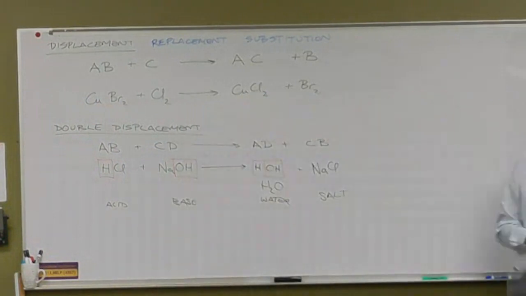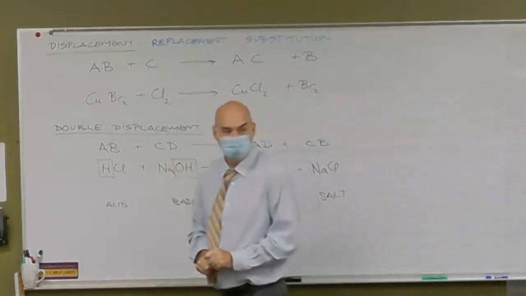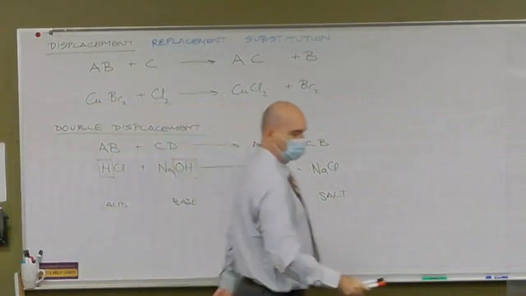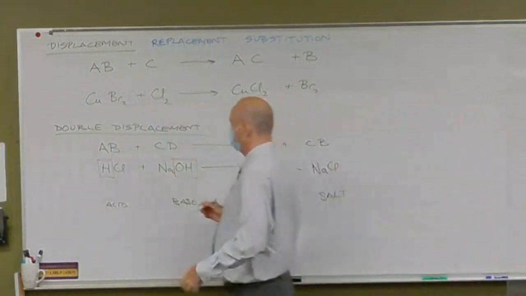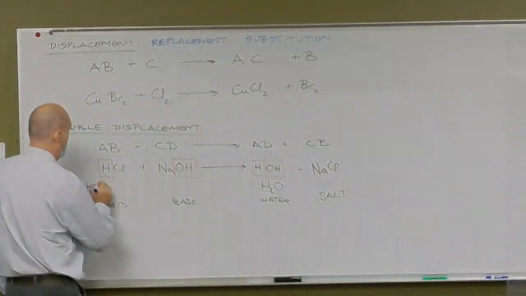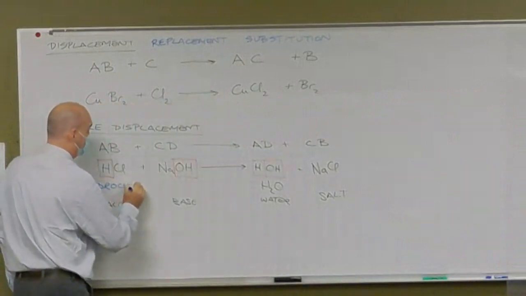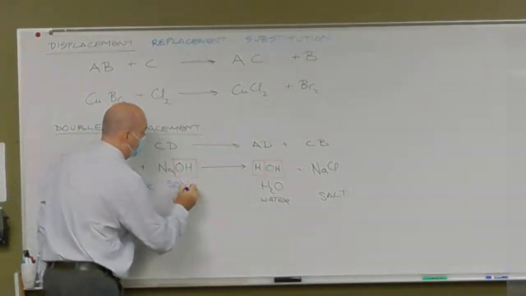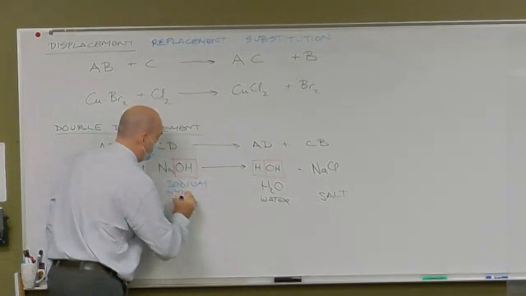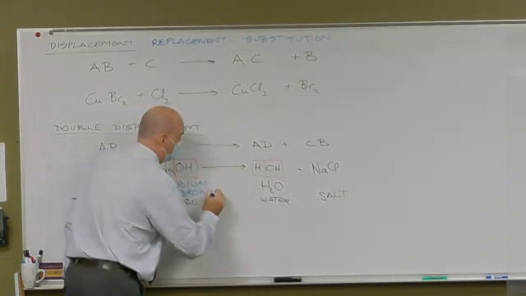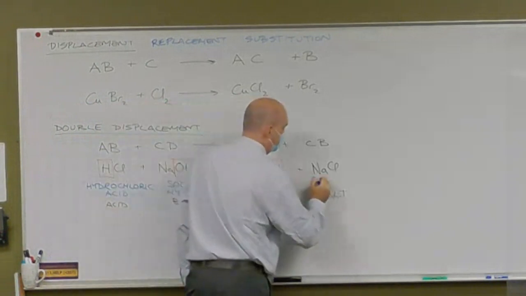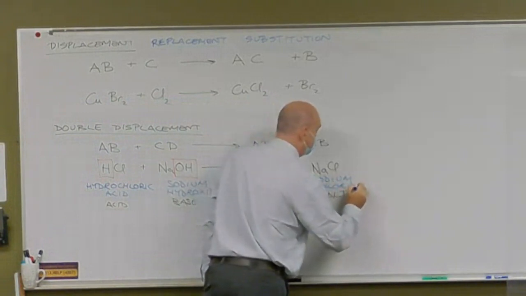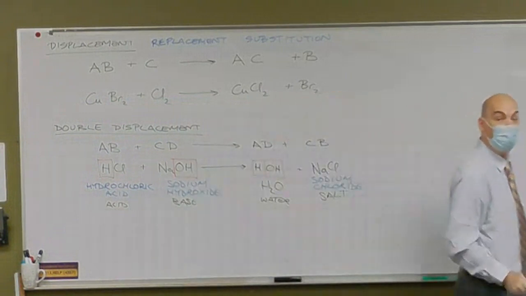Acid plus base makes water plus salt. And in this case, I have hydrochloric acid and sodium hydroxide, making water and sodium chloride. And it's true for all of them.